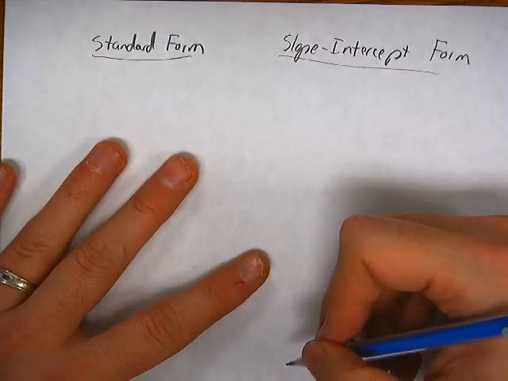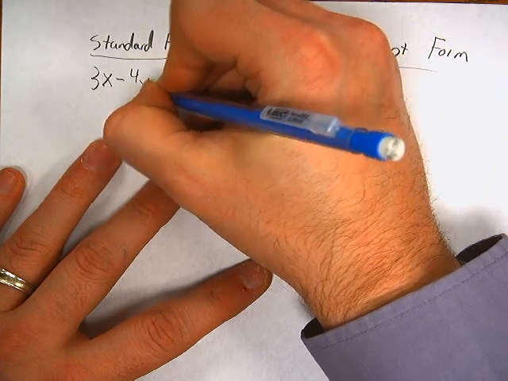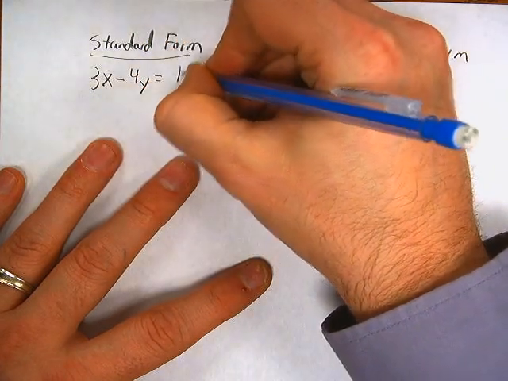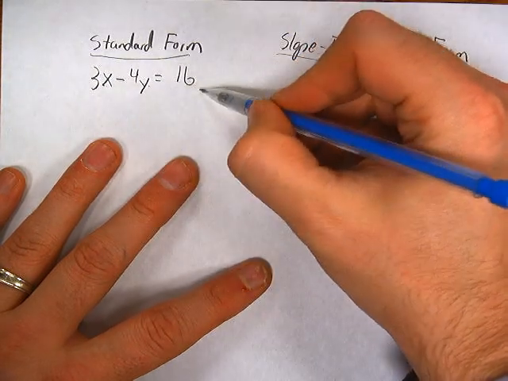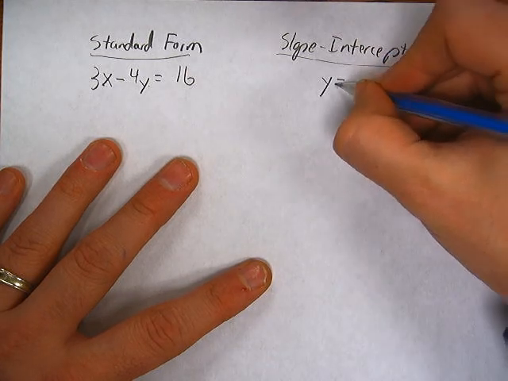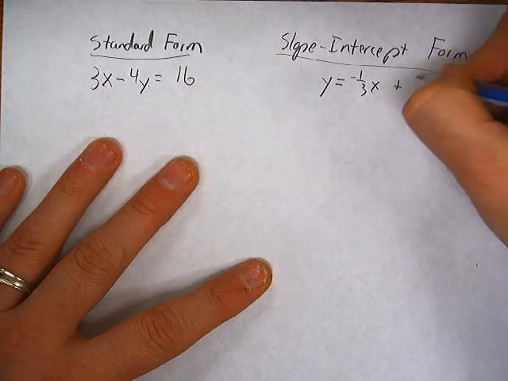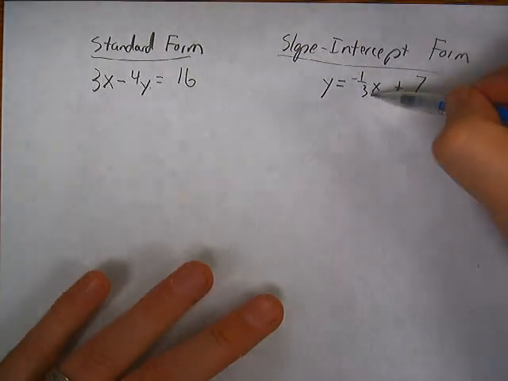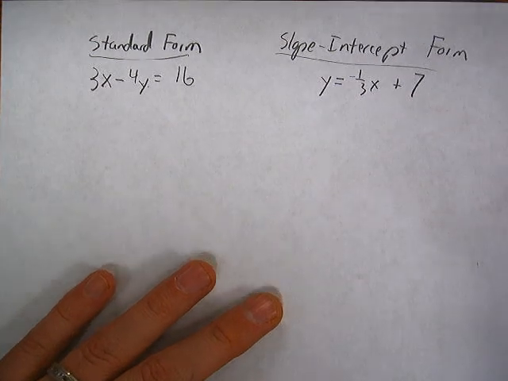Now, if you remember, standard form was something like this: 3x minus 4y is equal to 16, where you had the x's and the y's on the left, and then your constant term on the right. Slope-intercept was this one, y equals mx plus b. Y equals negative 1/3 x plus 7, where your slope is 1/3 and your y-intercept is 7.